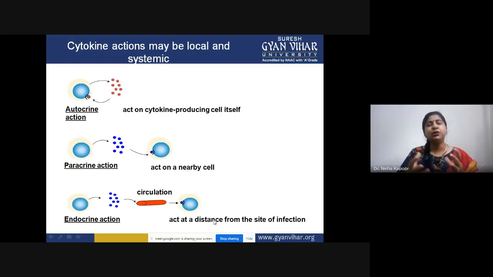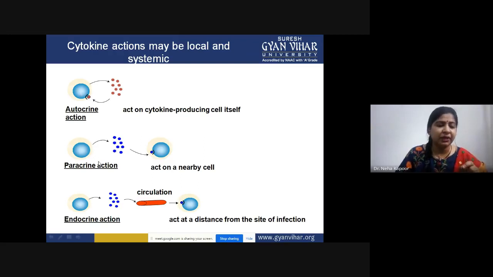Now the point is how these cytokines basically act. What is their mechanism of action? What is their localization? Cytokine actions can be local or they can be systemic. There are three types: autocrine, paracrine, endocrine. Autocrine means when the cytokine producing cell itself gets affected by the cytokines. For example, this cell is producing cytokines and these cytokines are acting upon this cell also. In that case, the type of mechanism is known as autocrine.